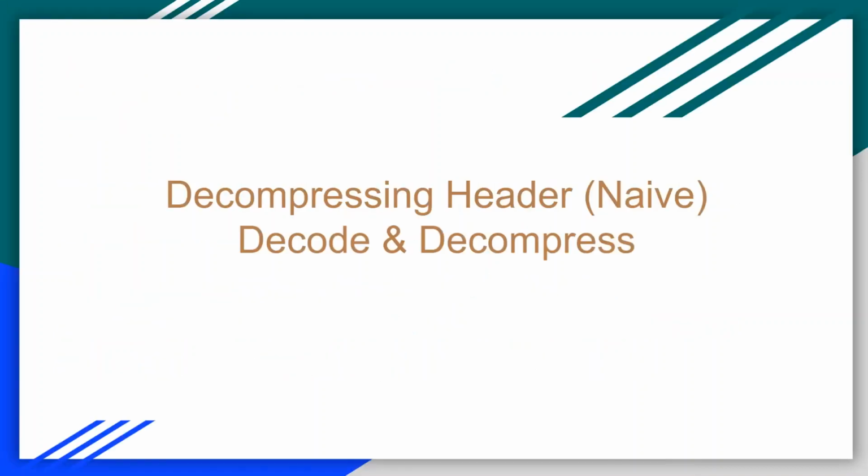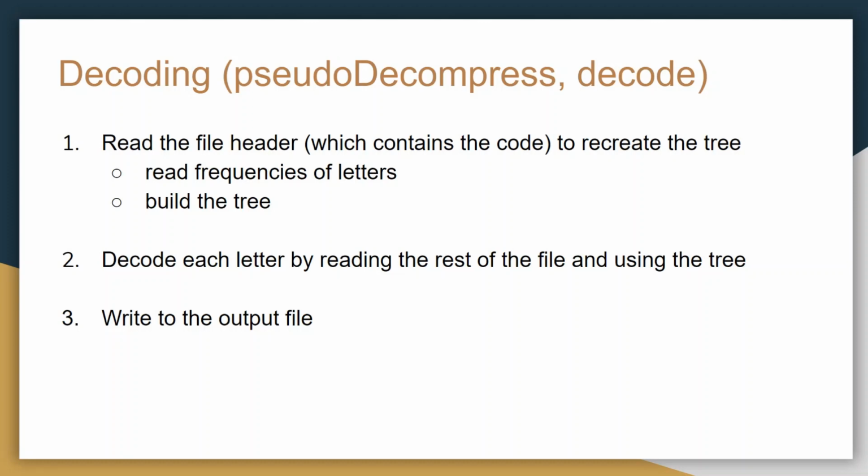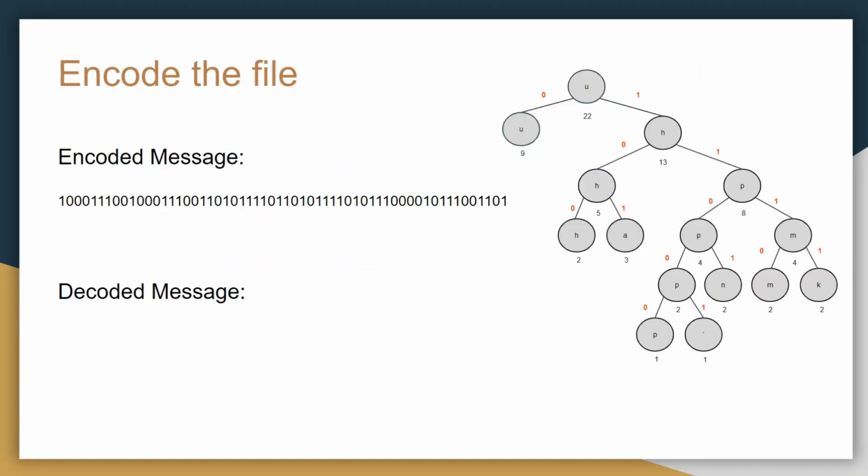Now decompressing our header. For this, you're going to read the file header, which would be the compressed version, to recreate the tree. First, you're going to read the frequencies of the letters, the ASCII values, which will be lines 1 through 256 of the file. Then you're going to decode each letter in line 257 by reading the rest of that file and using the tree that you created. And then you're going to write that to an output file, and that should match the original file that was passed in for you to compress.